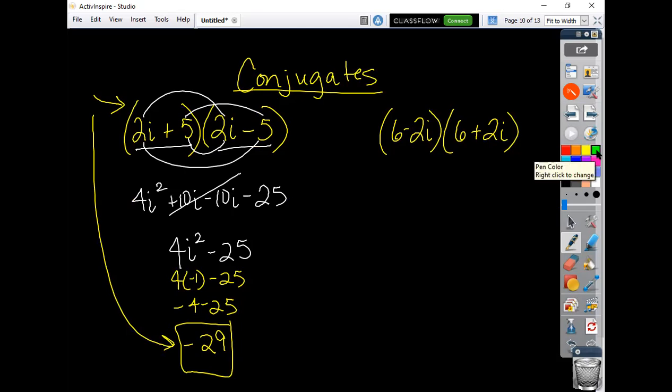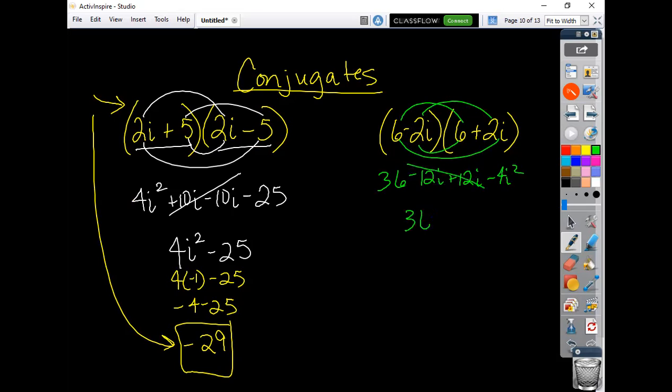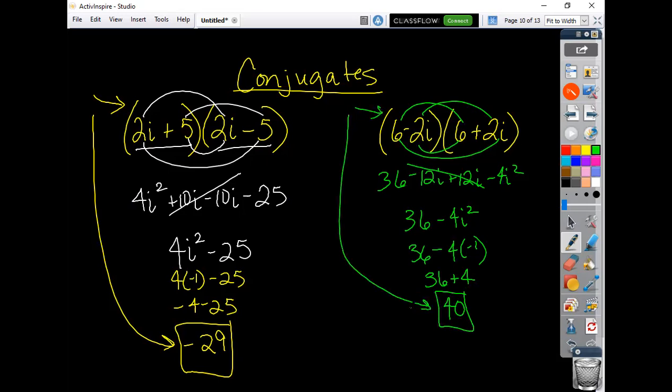Same thing over here, just one more time for practice. 36, negative 12i, positive 12i, see it cancels out. And then your negative 4i squared. When you FOIL everything out there, those two are gone. 36 minus 4i squared, but the i squared was a negative 1. So that's going to be 36 plus 4, making a 40. Complex numbers turned into real numbers that we actually can work with.